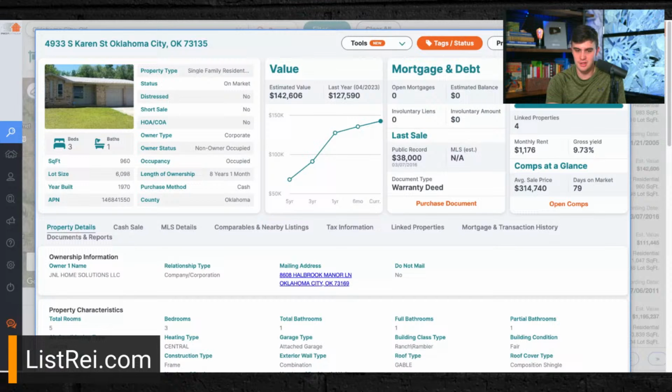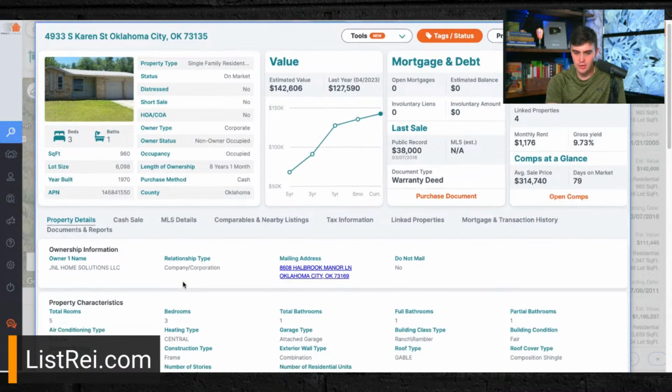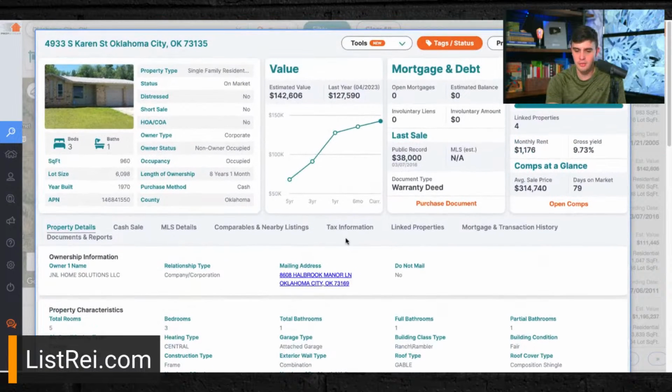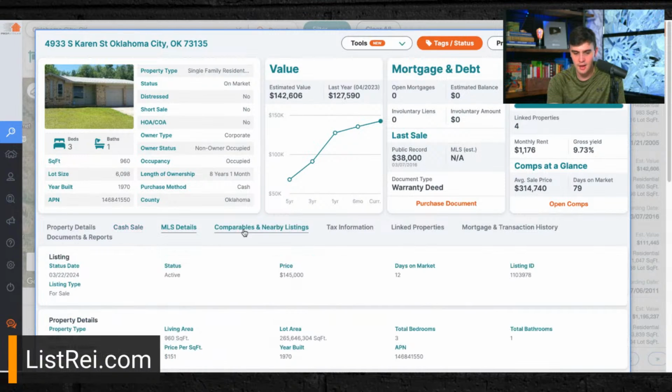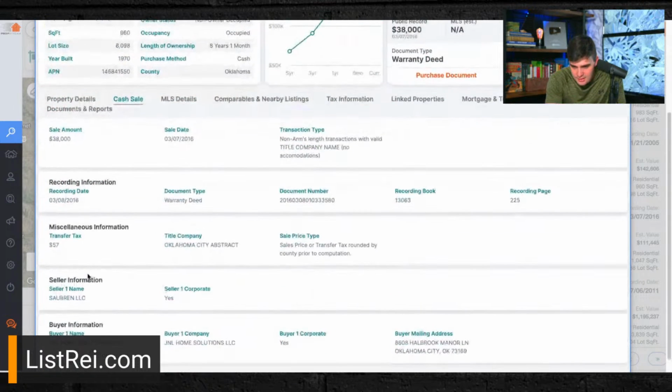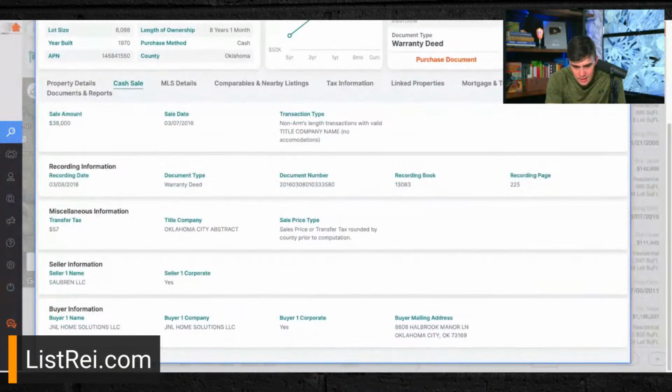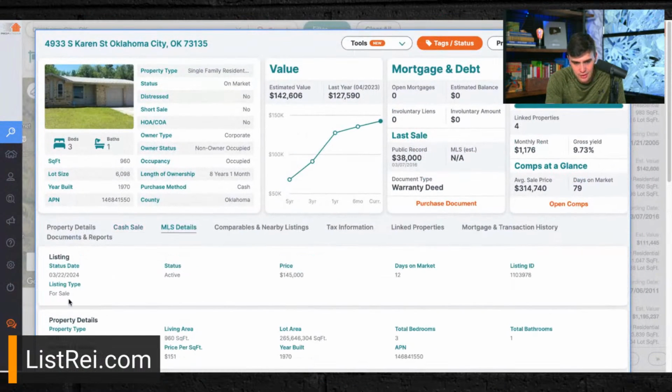So let's use this person, right? It's pretty cool. JNL Home Solutions. Now, I don't know who that is. They're probably an Oklahoma rental person, right? Looks like they bought, look at this, this person bought this house for cash. Interesting. It looks like he bought it for 38 and listed it for 145. So this might be a wholesaler, who knows?